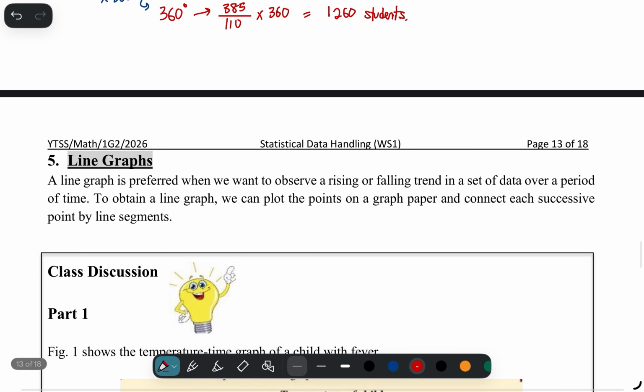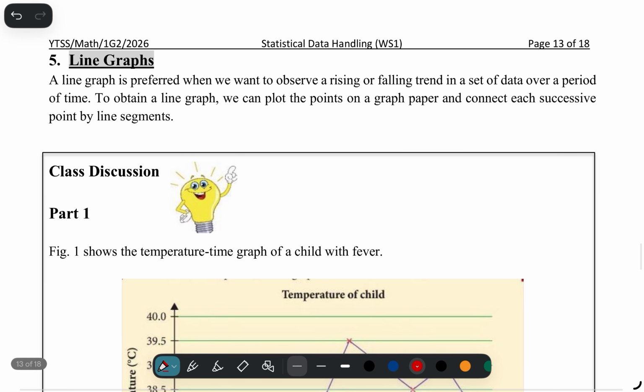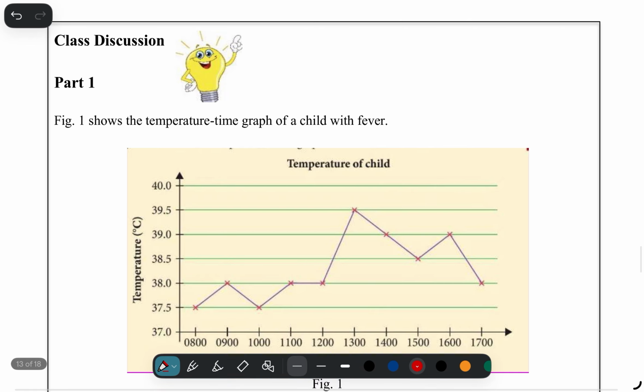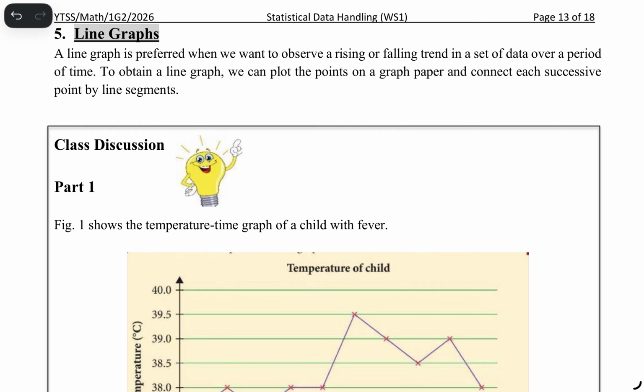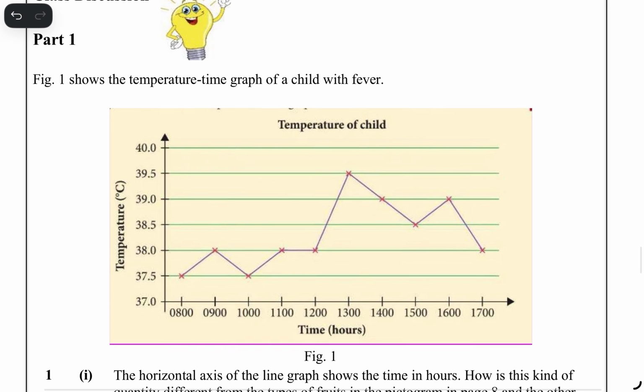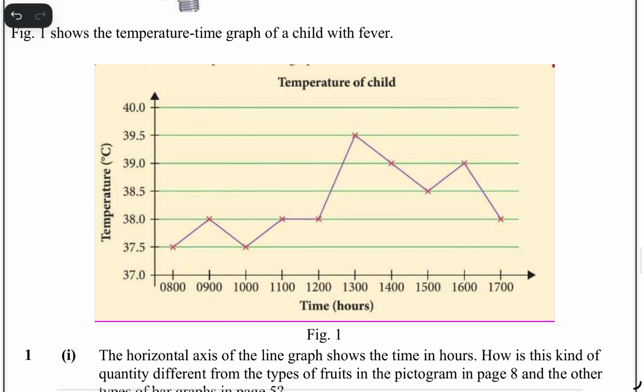Let's now move on to the last statistical data which we will look at, which is the line graphs, on page number 13. What is a line graph? You can see over here, this is an example of a line graph. We use a line graph to observe whether we have a rising or falling trend in a set of data. So over here you can see that this is a very simple line graph to represent the temperature time graph of a child with fever. The horizontal axis represents the time, and this axis represents the temperature of the child.